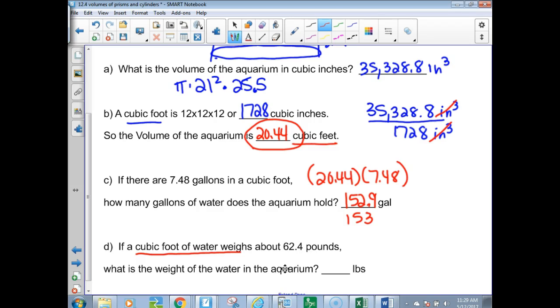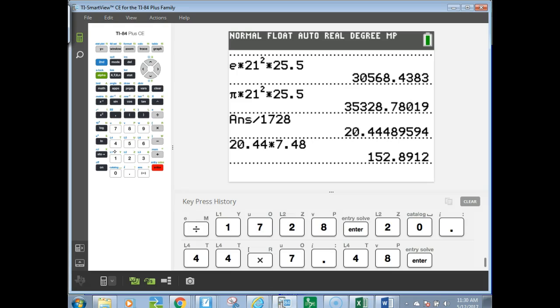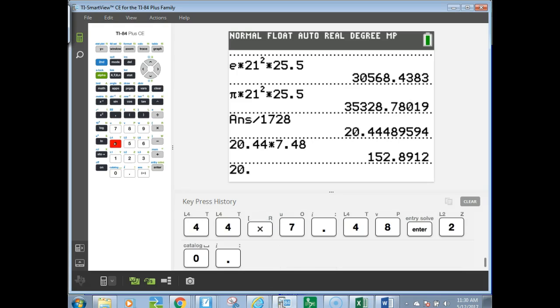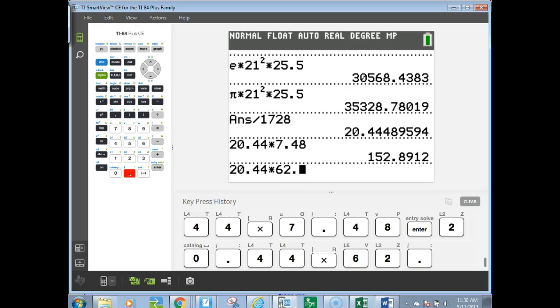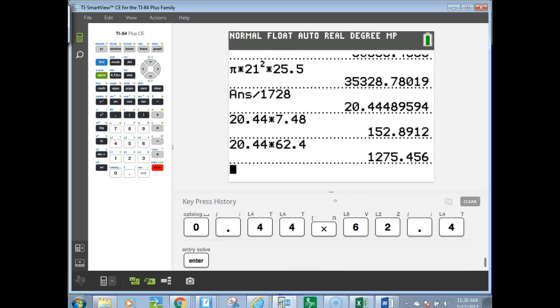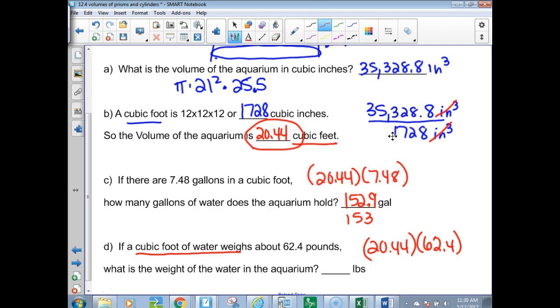Let's find out how much that aquarium weighs with water in it. We're going to multiply the number of cubic feet times the weight of the cubic foot of water. 20.44 times, how much did that water weigh? 1,275.5 pounds. Now, is that important to know how much your aquarium's going to weigh?